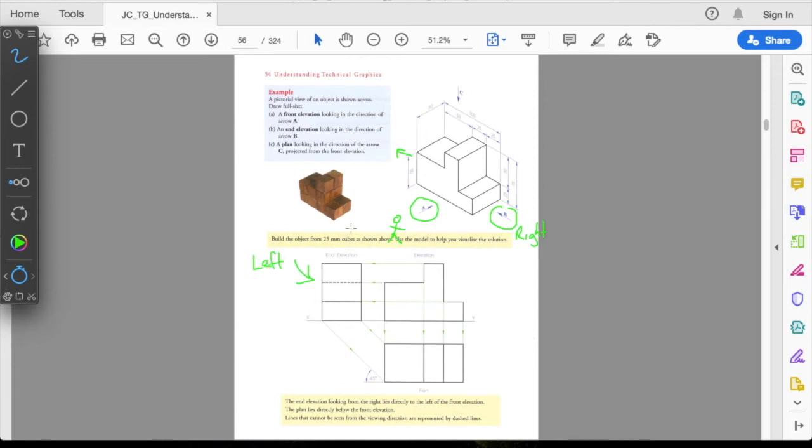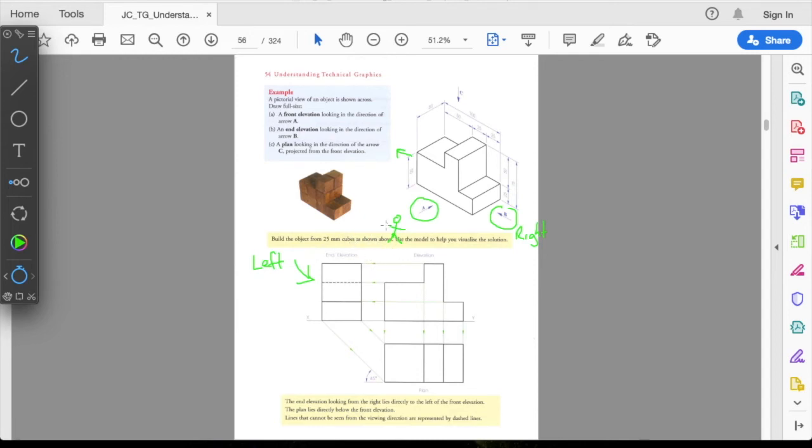Okay, so again, it's all about where the end view is looking from when the person is standing at the elevation. So this is looking from the right, which means that your end view goes on the left. If you were looking from the left, like in the other ones, then the end view would be on your right. And that's always how you know which side your end view goes on, or your end elevation, as I have it here in the book.